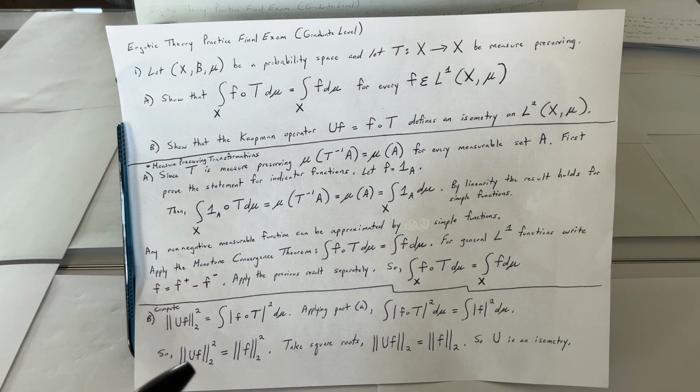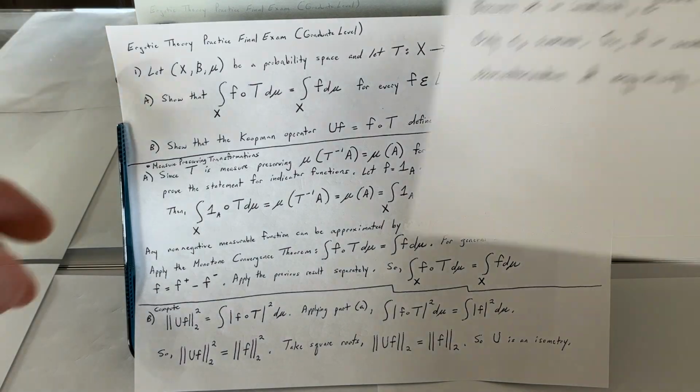So we could say the norm of Uf in L2 squared equals the norm of f in L2 squared. And if we take the square roots here, the norm of Uf in L2 equals the norm of f in L2, and thus showing that U is an isometry. Okay, so that's number one. Let's move along to number two.